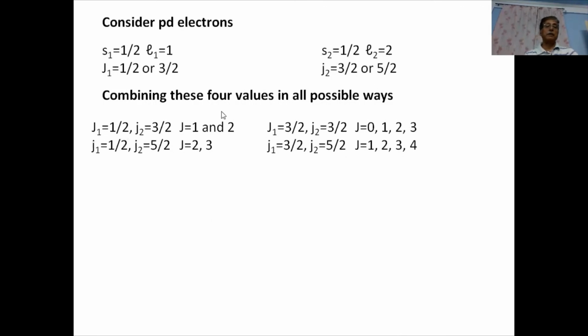What do we get? J1 equal to half with J2 equal to 3 by 2, J1 equal to half with J2 equal to 5 by 2, J1 equal to 3 by 2 with J2 equal to 3 by 2, and J1 equal to 3 by 2 with J2 equal to 5 by 2. So these four combinations are given. Now J1 equal to half, J2 equal to 3 by 2 gives J values 1 and 2. J1 equal to half and J2 equal to 5 by 2 will give J equal to 2 and 3. J1 equal to 3 by 2, J2 equal to 3 by 2 will give J equal to 0, 1, 2, 3. And J1 equal to 3 by 2, J2 equal to 5 by 2 will give J values 1, 2, 3, 4.